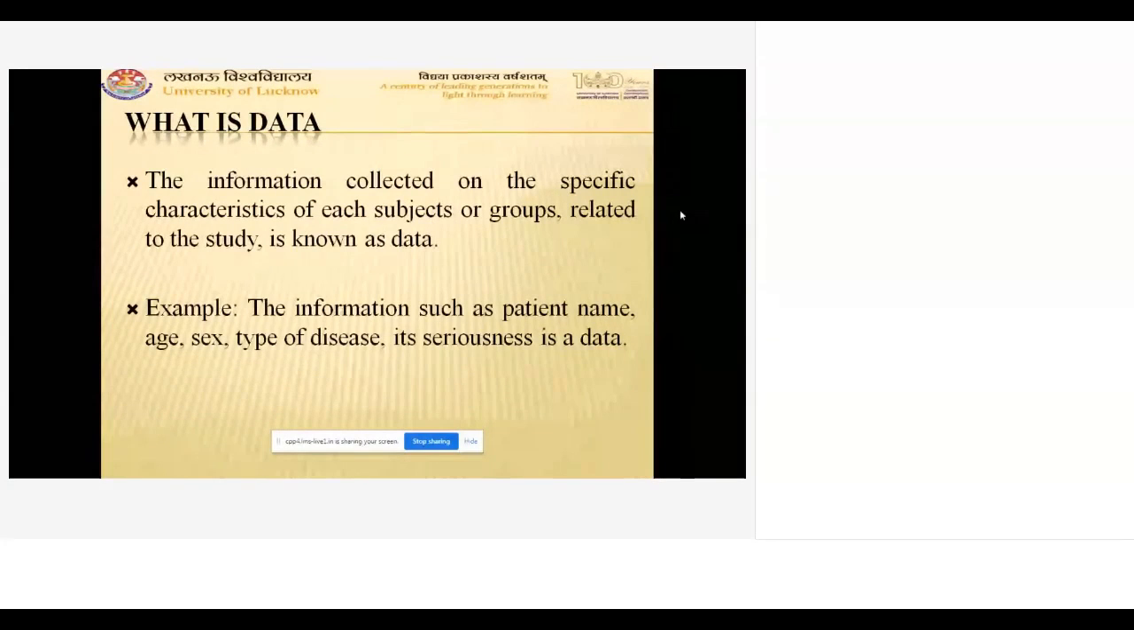If you consider that you want to take the data on the age of persons, then the age of the persons will be data for you, and the other characteristics like income and years of schooling will not be data for that. So the relevant information which is required is called data, and irrelevant information, if collected, is not data. The data is the relevant information which satisfies the scope or objective of the study.